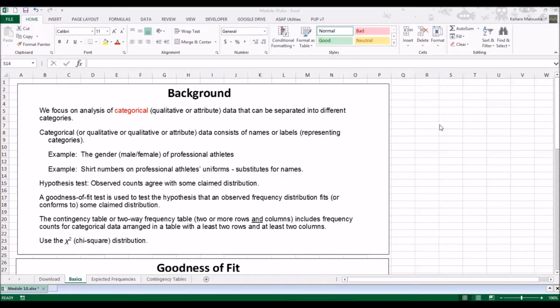The hypothesis test checks whether observed counts agree with some claimed distribution. We have two types of analysis we can do. One is called a goodness of fit test, which is used to test a hypothesis about one observed frequency distribution. The other is the contingency table, or two-way frequency table. We use this when we have two or more categories to analyze. In either case, we will be using the chi-square distribution.